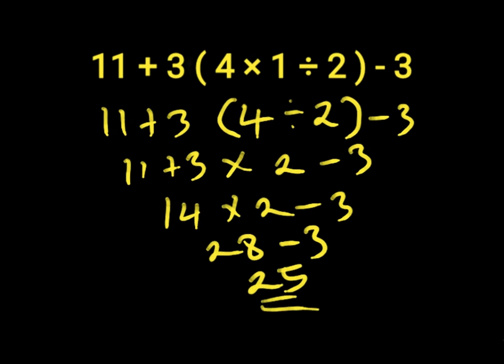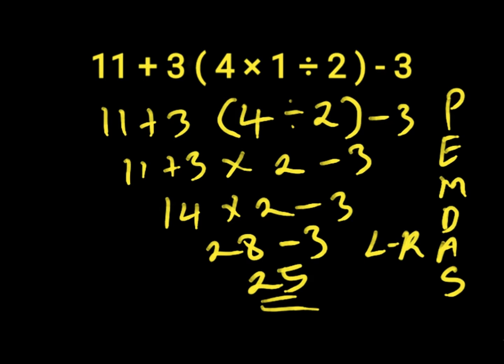So 25 is the wrong answer to this expression because we did not follow the order of operations, which is PEMDAS. In the order of operations, we have parentheses, exponents, multiplication, division, addition, and subtraction. Multiplication and division have equal priority, as do addition and subtraction, working from left to right in order to arrive at the correct answer. So let's dive into the right answer to this expression.